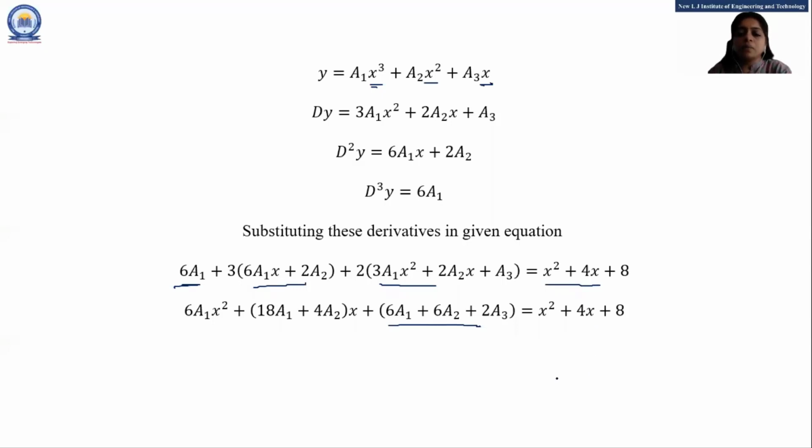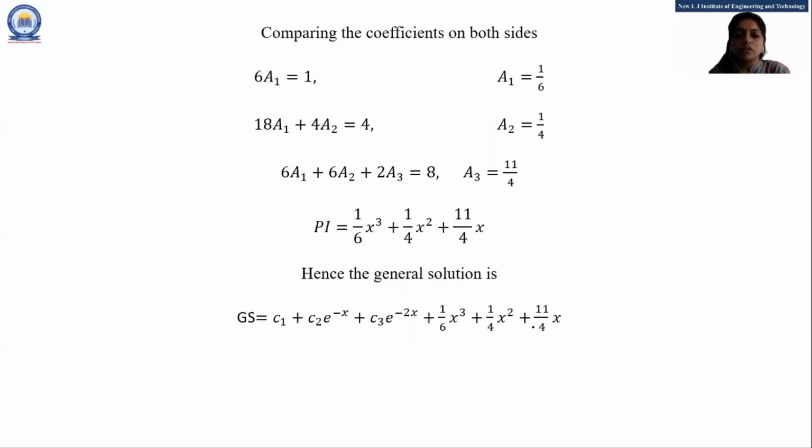Now comparing both sides, the multiple of x square is 6a1 and our right hand side is 1, right? So 6a1 is equal to 1. So a1 is equal to 1 by 6.